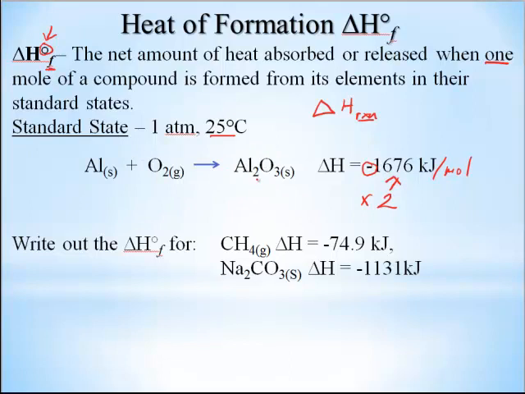So anyways, I'll go back to 2 aluminums, put 2 right there, and then I need 3 oxygens. Well, if I take 3 halves O2, think about this. 2 times 3 is 6, right?